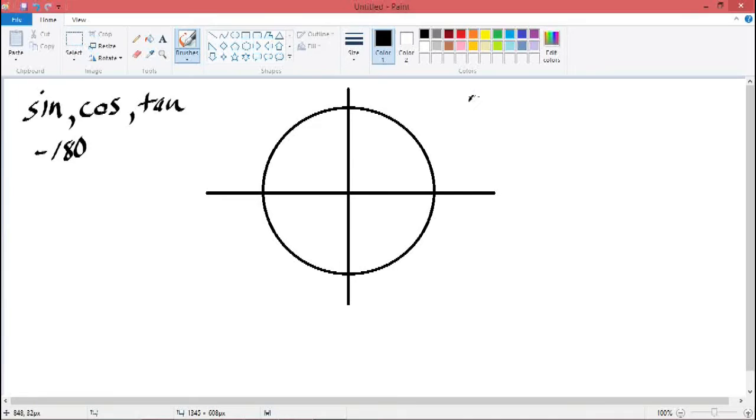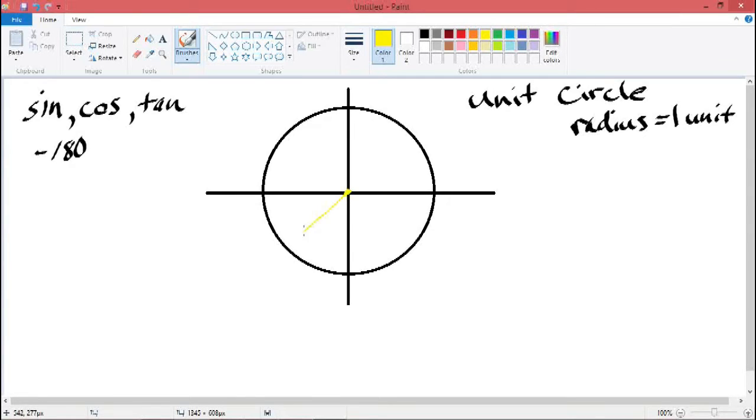Okay, the reason why they call this thing the unit circle is because the radius equals 1 unit. The radius of a circle goes from the center of the circle to the actual circle itself. So the radius is 1 unit. All right, so that must mean that this point right here is 1 comma 0.